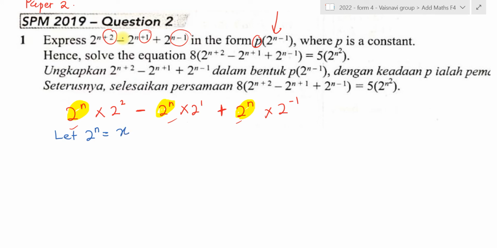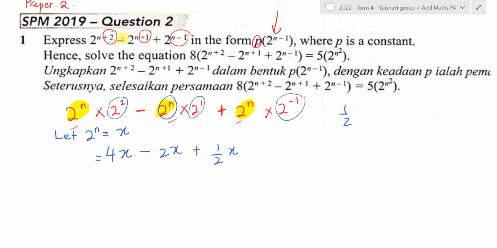Okay, can. So for example, 2 square means 4. 4 times 2 power n, 2 power n means x. So 4x minus 2x plus 2 negative 1 is 1 over 2. 2 negative 1 you can key in your calculator. You get 1 over 2. So 1 over 2 is 0.5, or just write 1 over 2 lah. 1 over 2 x.